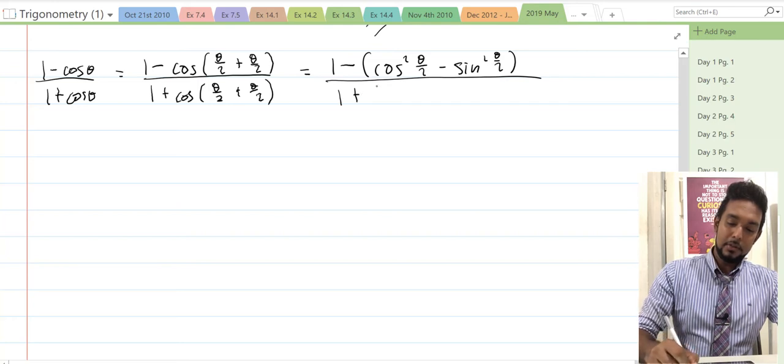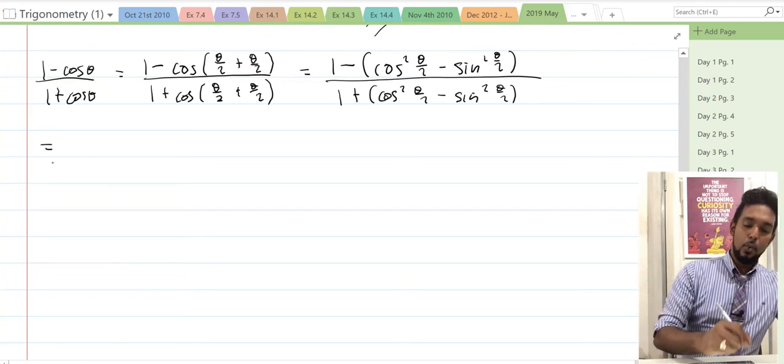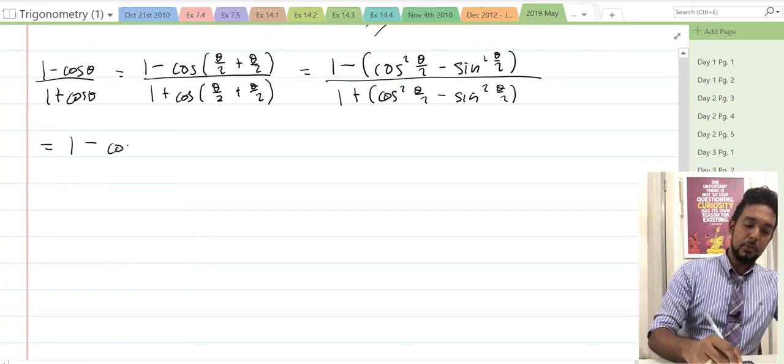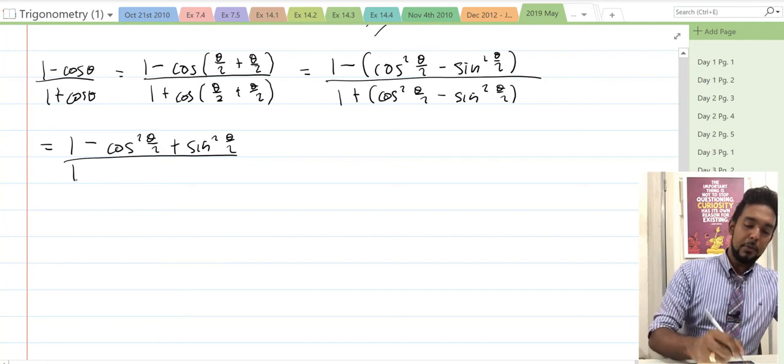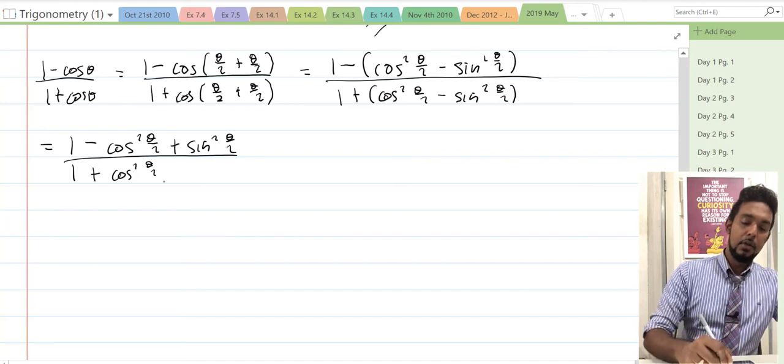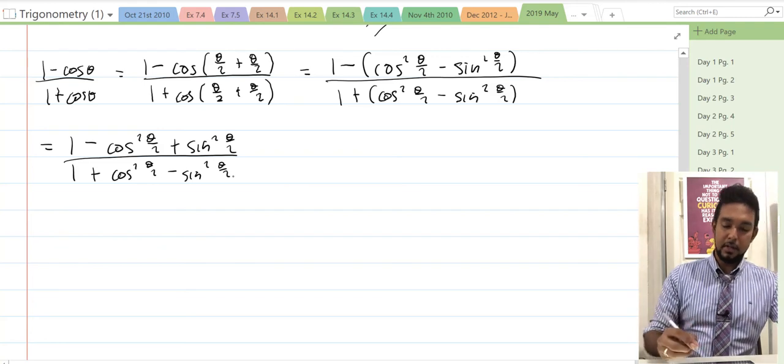Alright, so 1 plus cos squared theta over 2, sorry, I put them back in plus again, minus sine squared of theta over 2. When we drop the brackets in the numerator, the cos squared will become negative, agreed? And the minus sine squared will become positive. When we drop the brackets in the denominator, the cos squared theta over 2 will stay positive, and the negative sine squared theta over 2 will stay negative.